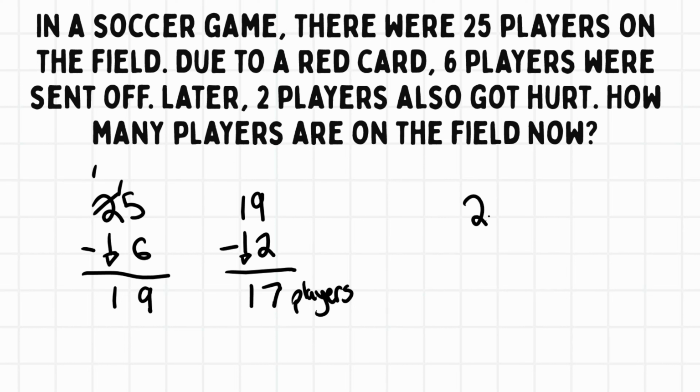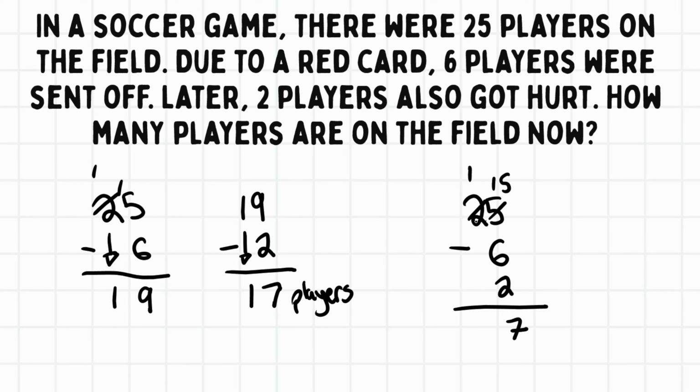So if I started off with 25 players, I subtracted 6 due to the red card, and another 2 because of the injuries, I could do this all in one step. Now, I can't do 5 minus 6, so I'm going to have to borrow like I did in the first option. So this again will become 15 minus 6 minus 2. So 15 minus 6 is 9, and 9 minus 2 is 7.